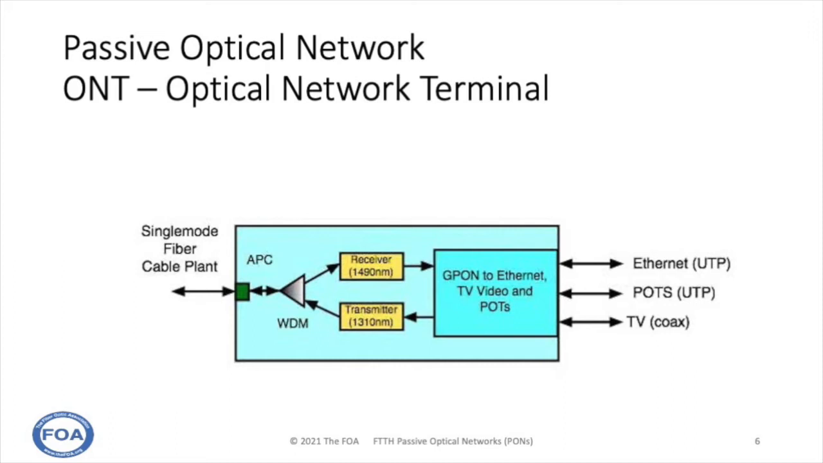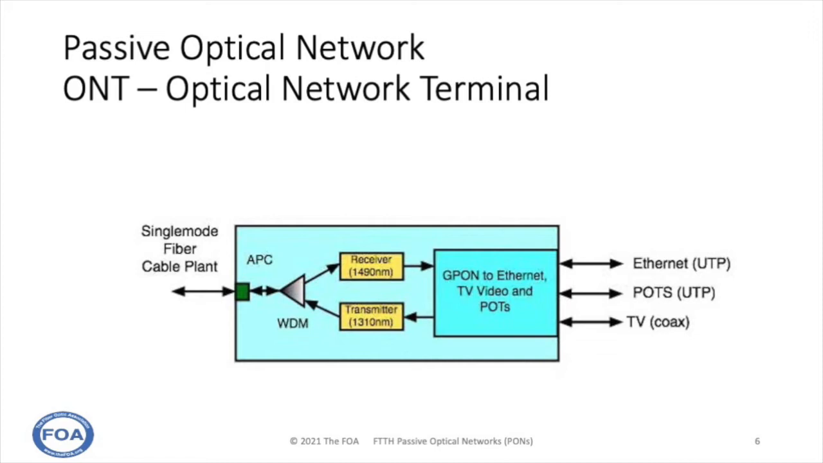At the subscriber end, there's an optical network terminal. That optical network terminal has the optics to go bidirectional on a single fiber. That's the other big advantage of a passive optical network. It operates on one fiber instead of two, like traditional full duplex fiber optic links.